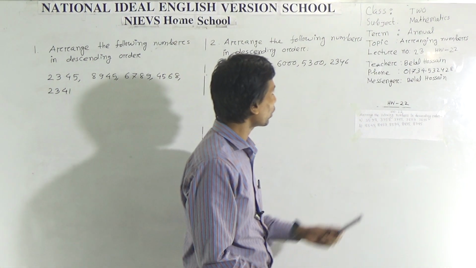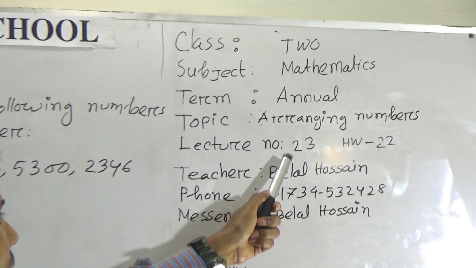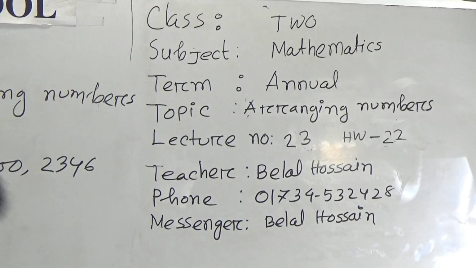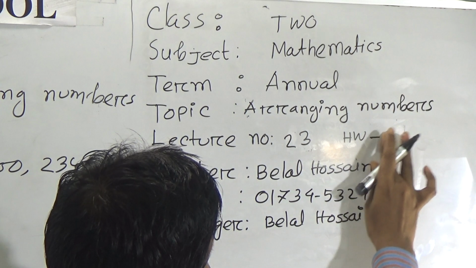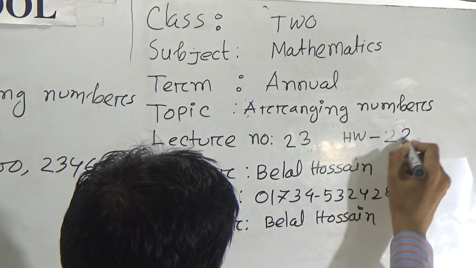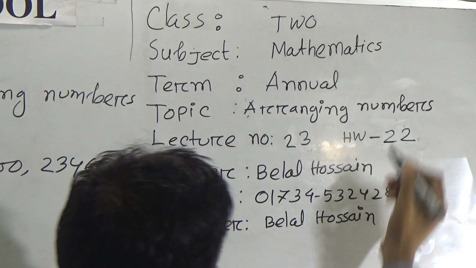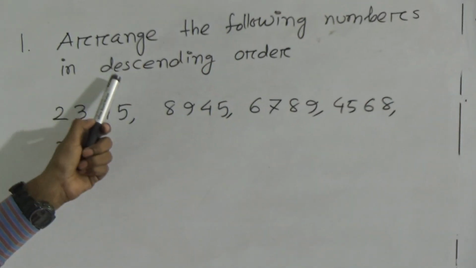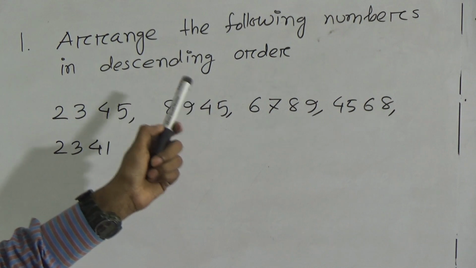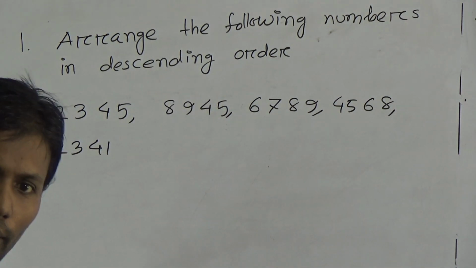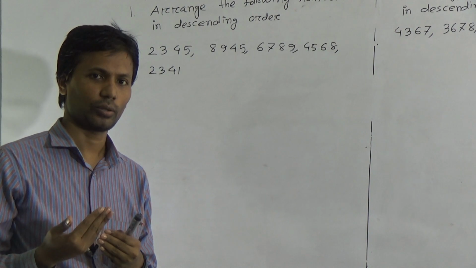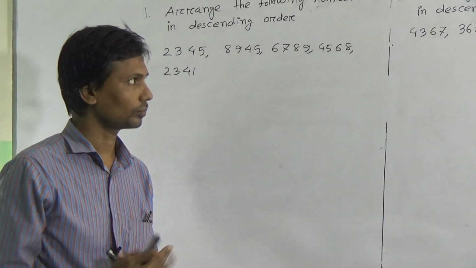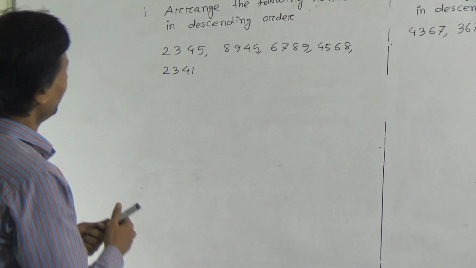Dear student, today our topic is Arranging Numbers. Lesson number 23, SW number 22. Dear student, now you look, arrange the following numbers in descending order. Descending order means you have to arrange the numbers from greater to smaller. Okay, greater to smaller. Okay, right.